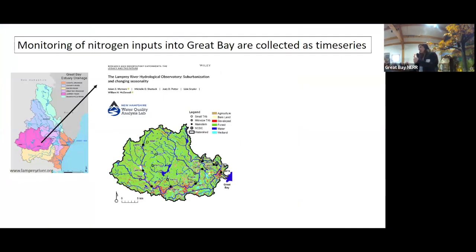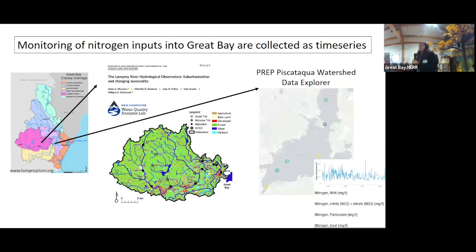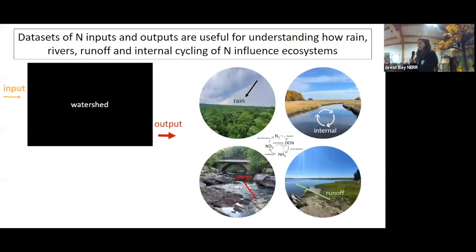Various organizations monitor nitrogen inputs to the Great Bay. The one that I'm going to be focusing on today is the Lamprey River Hydrological Observatory. And many of the same variables that are collected at the Lamprey River Hydrological Observatory are also collected at buoy stations in Great Bay. And this is cool because it presents opportunities to use both of these data sets to understand how nitrogen inputs from the landscape are influencing nitrogen dynamics in the Great Bay.